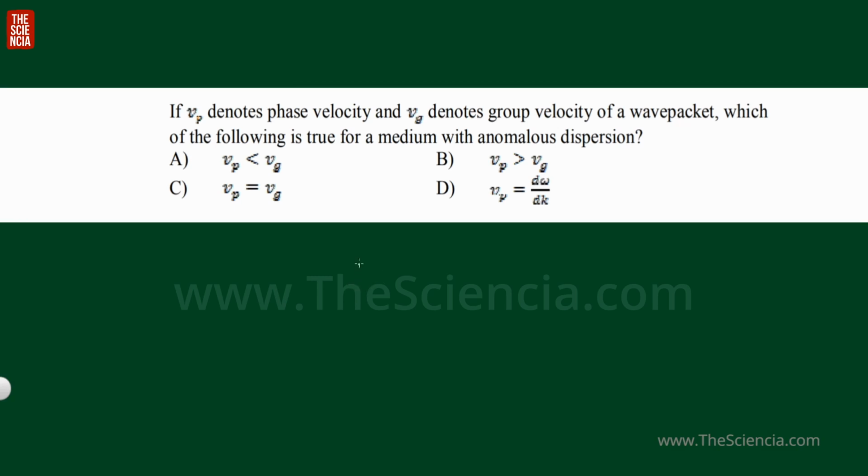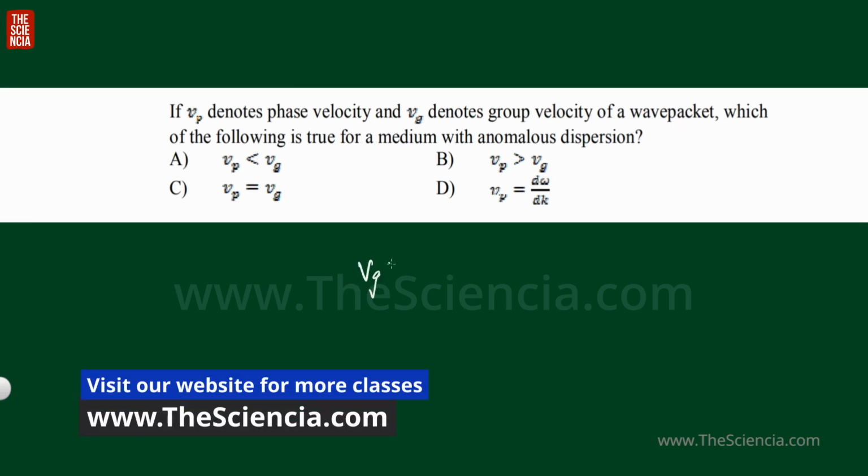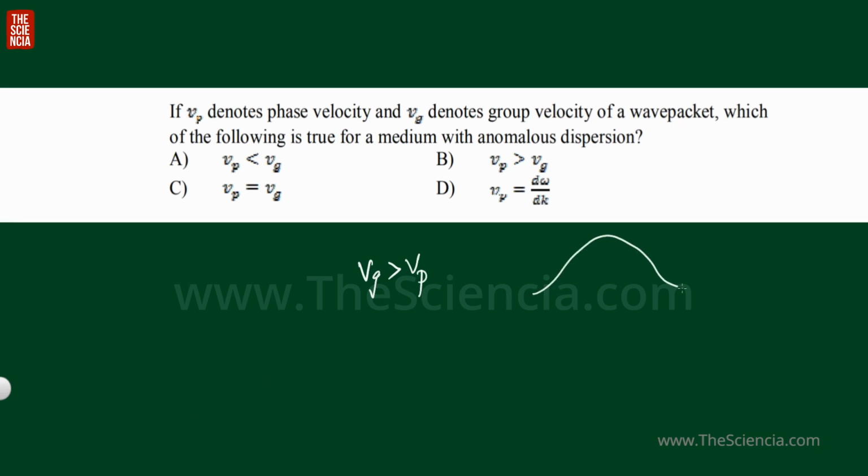For anomalous dispersion, the condition is Vg is greater than Vp. So the group travels at a higher velocity than its individual waves. Okay, this is very anomalous behavior. It's not a common thing. It's very anomalous, that is why it's called anomalous dispersion.